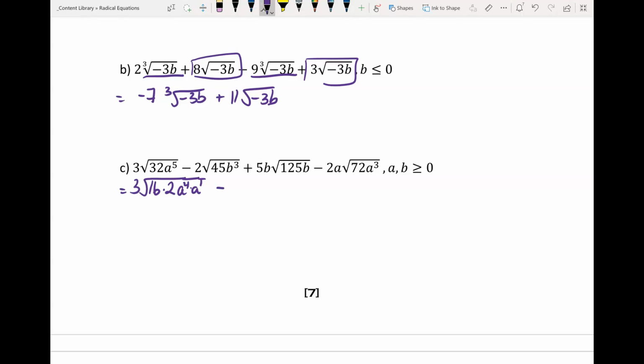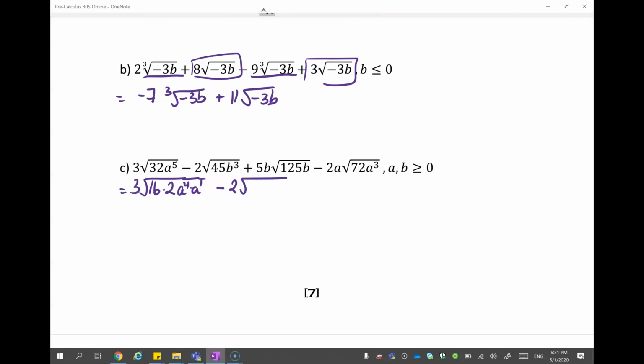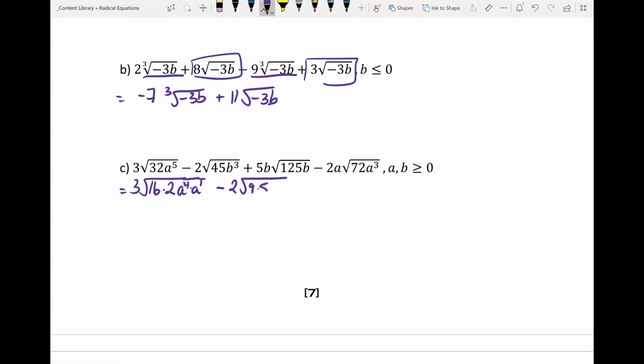Moving on to the next term, I'm going to rewrite 45 as 9 times 5 because I can take the square root of 9. And I'm going to rewrite b cubed as b squared times b to the power of 1, which means the same thing. Again, it's because I can take the square root of b squared, no problem.